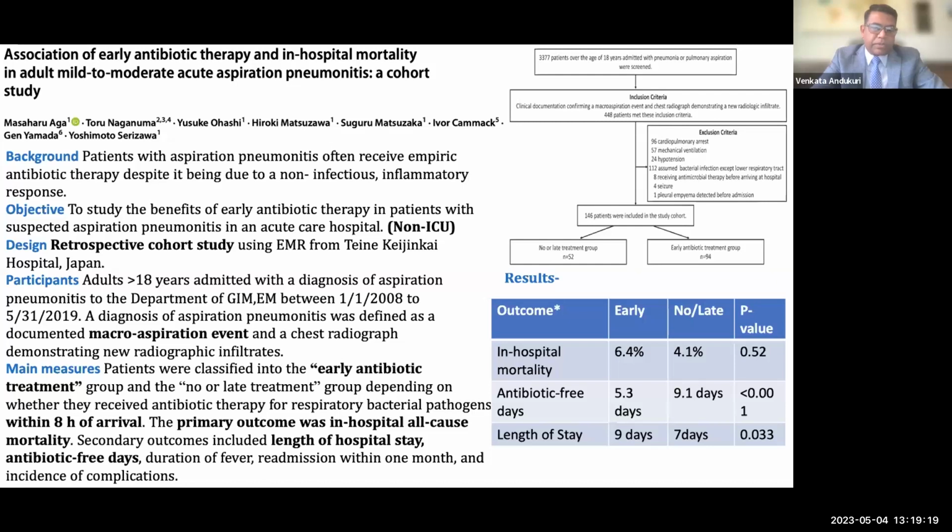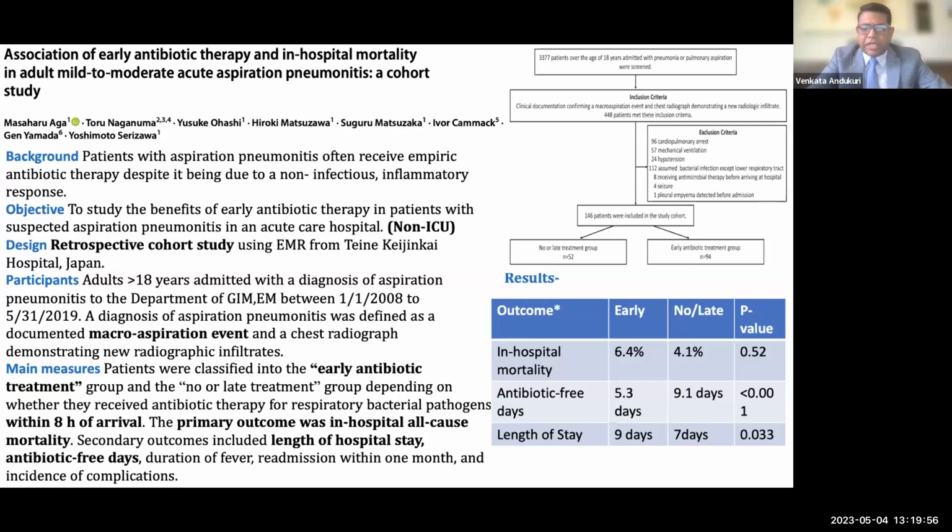So there were infiltrates on the chest X-ray. So the main measures were early antibiotic treatment group and no or late antibiotic treatment group, depending on whether they received antibiotic therapy for respiratory bacterial pathogens within 8 hours of arrival. The primary outcome was in-hospital all-cause mortality, and secondary outcomes included length of hospital stay, antibiotic-free days, duration of fever, readmission within 1 month, and incidence of complications. So if you look at this, in the no or late treatment group, there were 52 participants by the end, and in the early antibiotic group, there were 94.